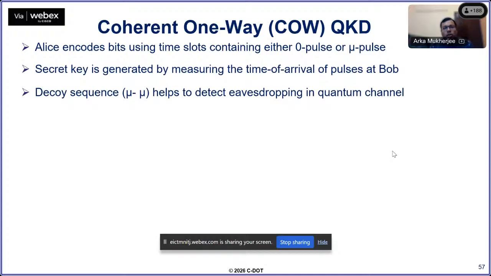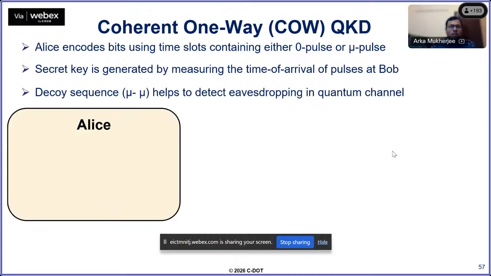In the case of coherent one-way, the degree of freedom is called time bin. Here, the secret key is generated by measuring the time of arrival at Bob. We decode in such a way that there are two time slots. One is called early and the other is called late. For zeros and ones, the pulse will be either in the early or in the late time slot. And if a photon is there in both time slots, that is considered a decoy sequence. Here in the case of coherent one-way, the decoy sequence amplitude is not different. The only thing is that the photon is there in both the time slots.